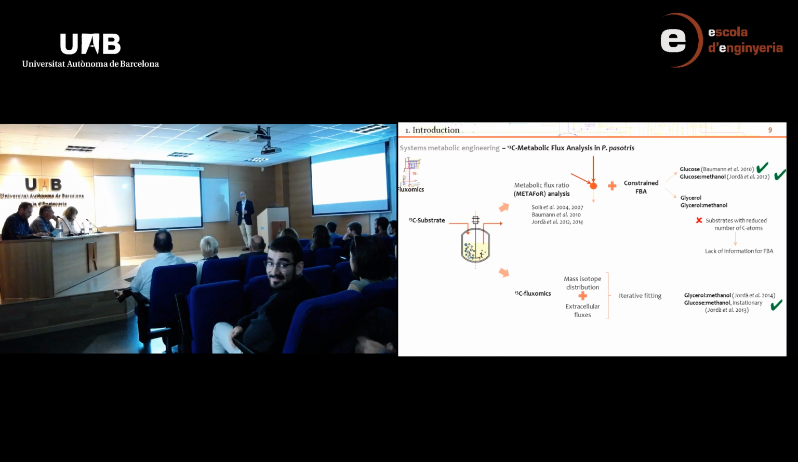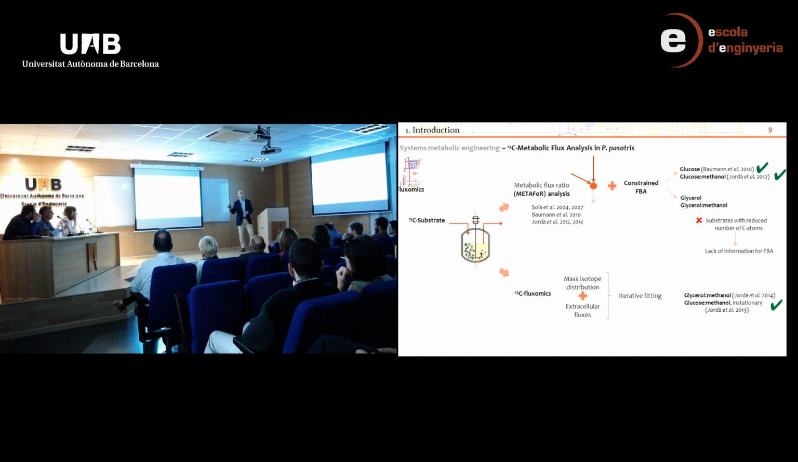Nevertheless, the reduced number of carbon atoms of glycerol made the information available, or the constraints, not enough for performing the flux balance analysis. More recently, another strategy has been implemented, that is the iterative fitting of both mass isotopomer distributions together with extracellular fluxes. In this case, it has been applied for mixtures of glycerol and methanol and glucose and methanol, both in stationary and instationary cultivations. All these methods usually use the central carbon metabolism network.